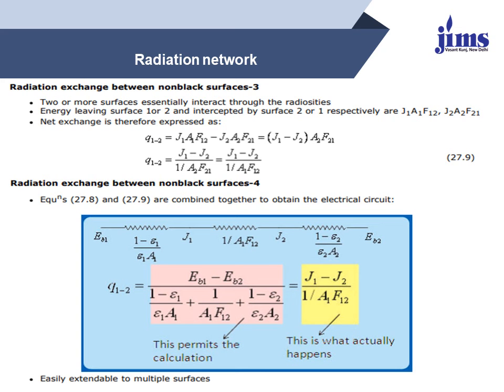So there are three resistances. The first and last resistances are known as the surface resistances, that is (1 minus emissivity 1) divided by epsilon 1 A1, and (1 minus emissivity 2) divided by epsilon 2 A2, and between the two surface resistances there is another resistance known as the space resistance, that is 1 upon A1 F12 or 1 upon A2 F21, and the nodes are J1 and J2. So mathematically the final expression of the heat transfer between the two non-black bodies is EB1 minus EB2 divided by the sum of two surface resistances and the space resistance.